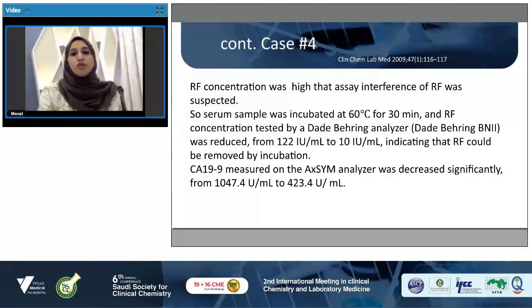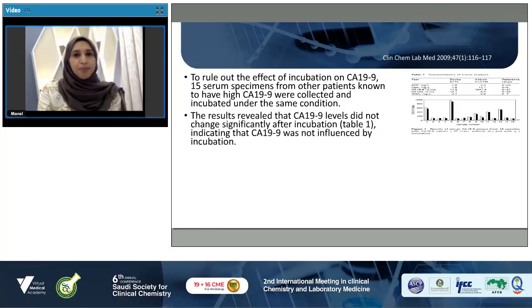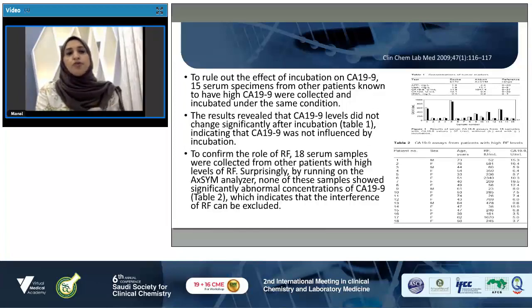The CA19-9 was measured on the AXSYM again, and it decreased from 1,047 to 423. So good. But the question is, does the incubation also affect the CA19-9? Was it really reduced because of the incubation, not because we removed the rheumatoid factor? To rule out that effect, they took serum from a patient known to have a high CA19-9, and they incubated the serum. If you look here, the white bars are before the treatment. The black bars are after the incubation, and these are different CA19-9 concentrations. There are not many differences after the incubation. So the incubation didn't really affect the CA19-9. So removal of rheumatoid factor is the reason.